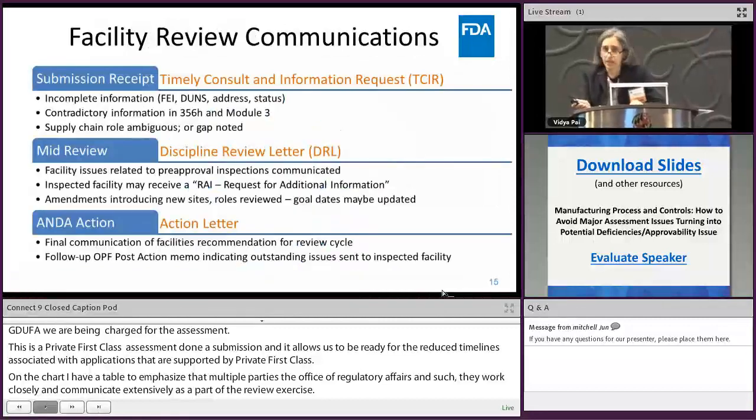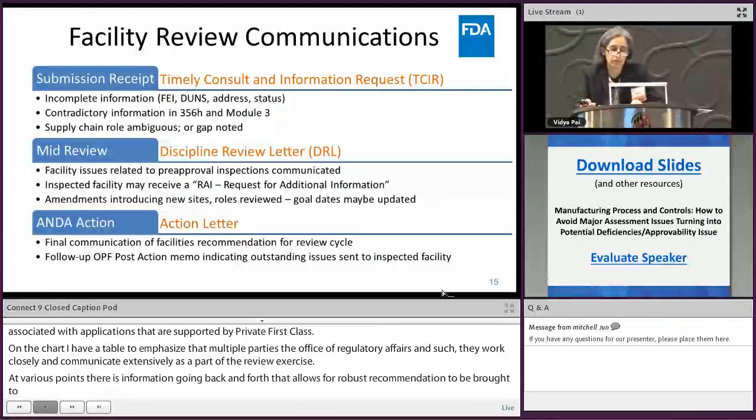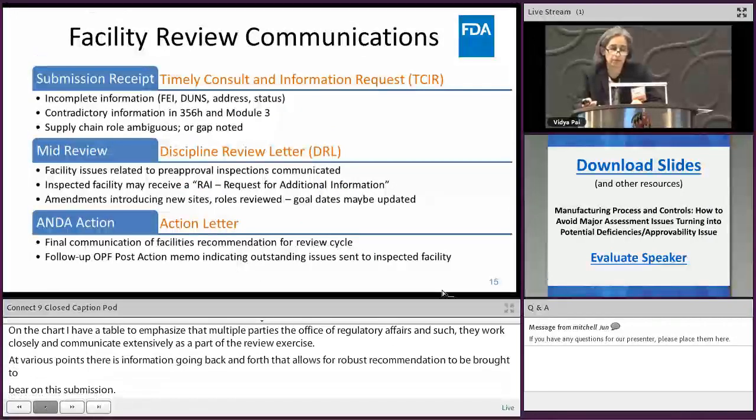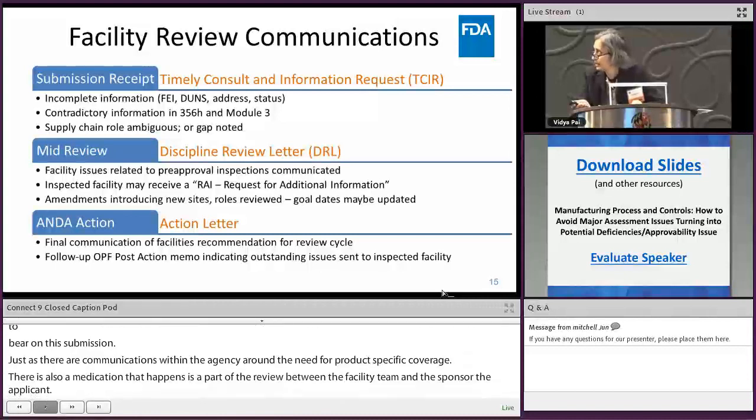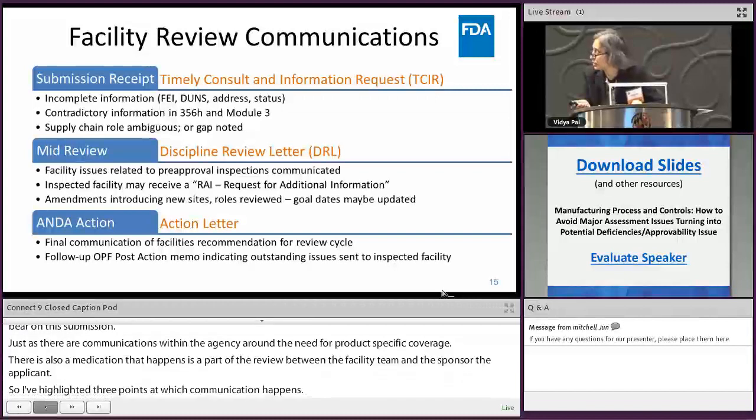Just as there are communications within the agency around the need for product-specific coverage in inspections, there are also communications that happen as part of the review between the facility team and you, the sponsor or the applicant. I've highlighted 3 points at which communications happen. Firstly, at the time of receipt, there is a process in place for timely consults and information requests to go out.